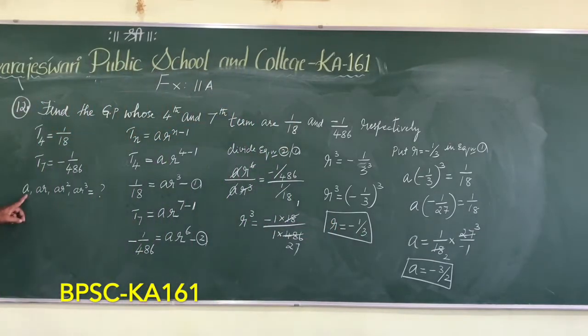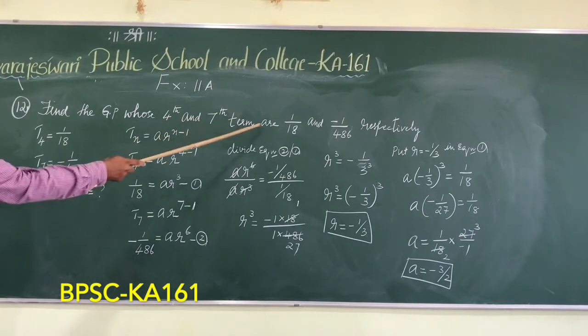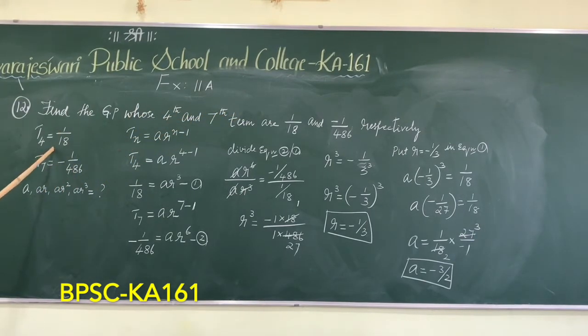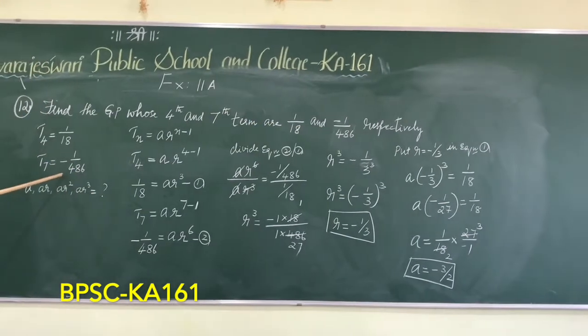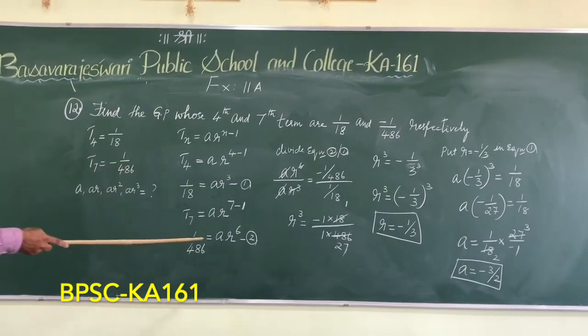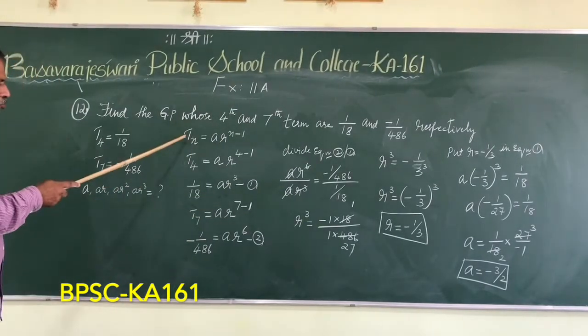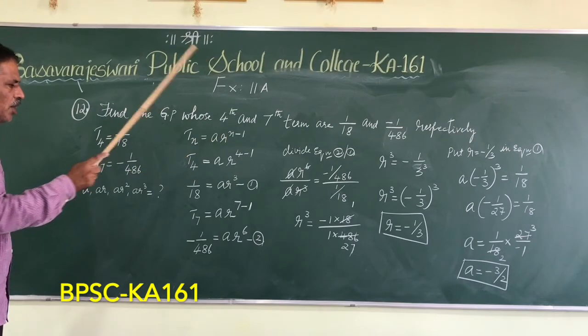We are supposed to find out the sequence A, AR, AR square, AR cube. Shall I repeat again? As per the given question, he has asked you to find out the GP. That means you have to find out the sequence of GP. To find the sequence, I need A value as well as R value. So using the given data, he has given the fourth term as 1 by 18, seventh term as minus 1 by 486. By using the given data, I found out the A value as well as R value, by using the formula Tn is equal to A into R to the power of n minus 1.